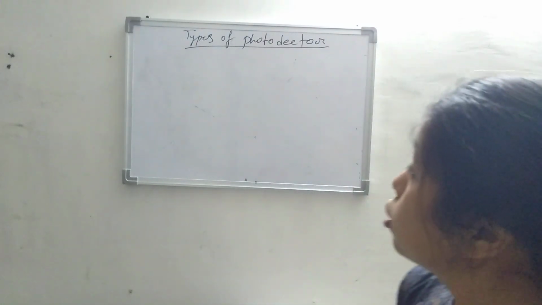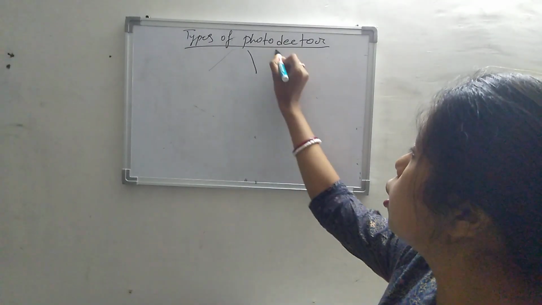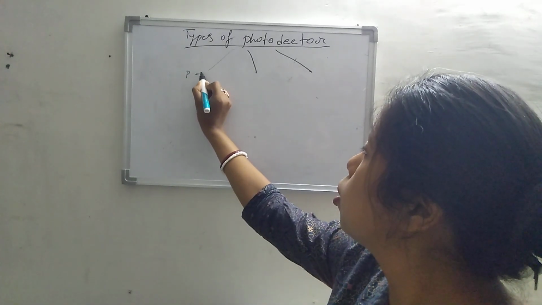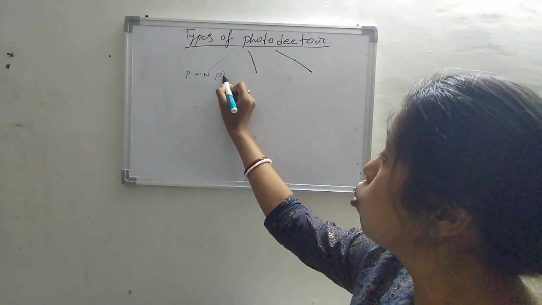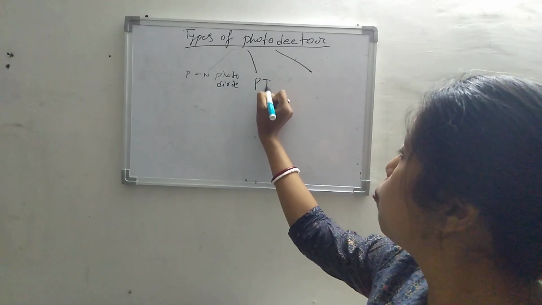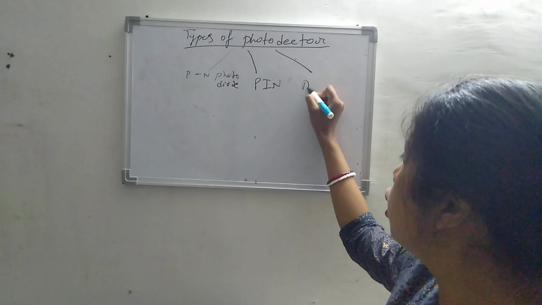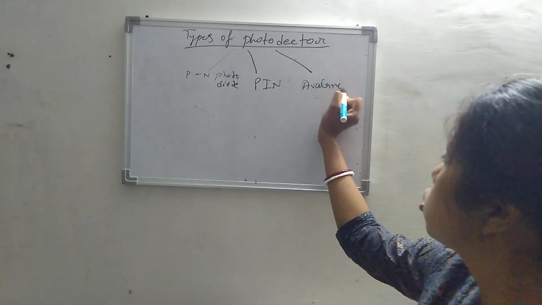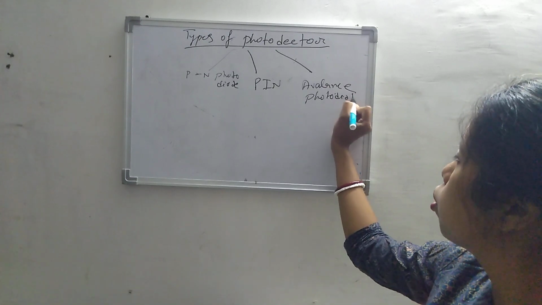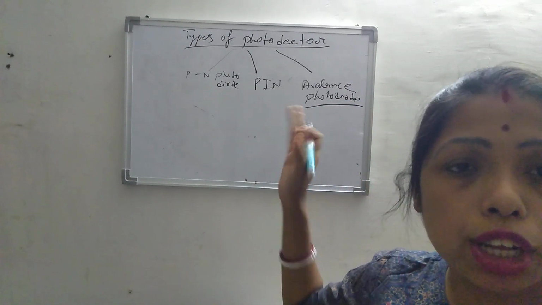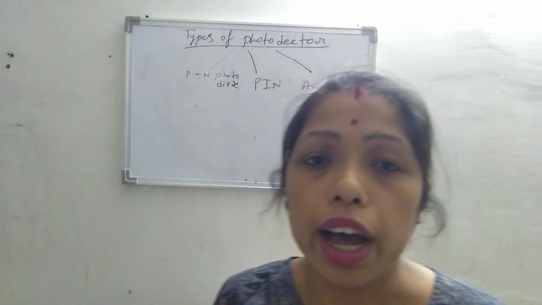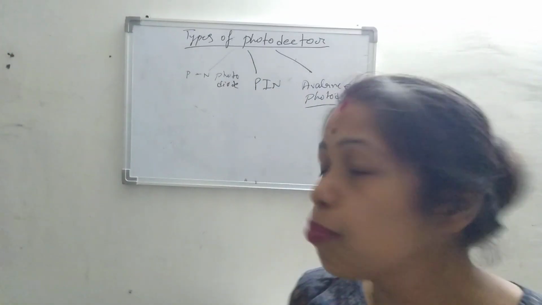Right? So there are three types of photodetector. First is the PN junction photodiode, pin photodiode, and the avalanche photodiode. Based on the performance of the photodetector, these three photodiodes have been designed, right?